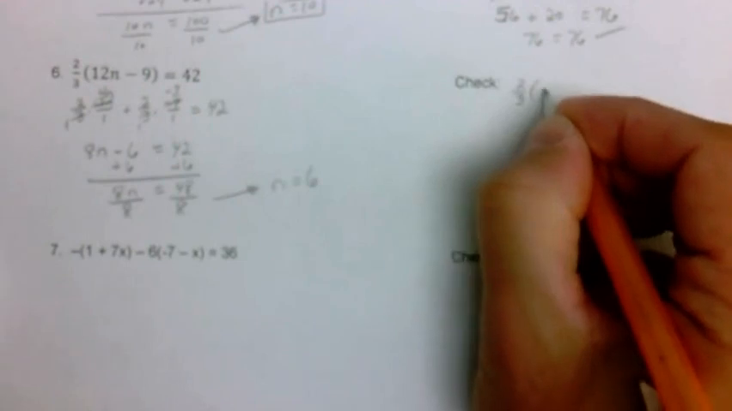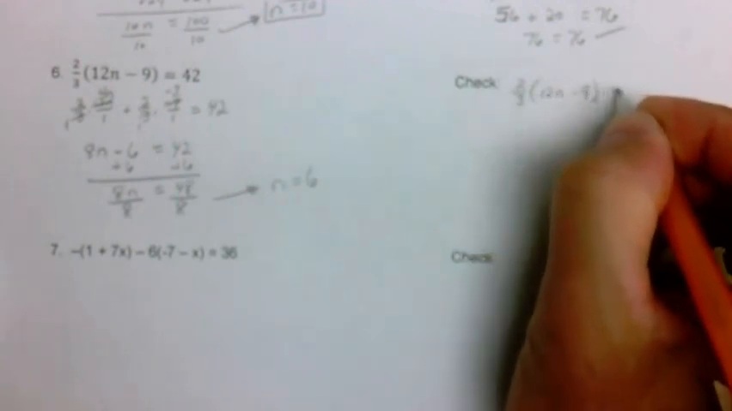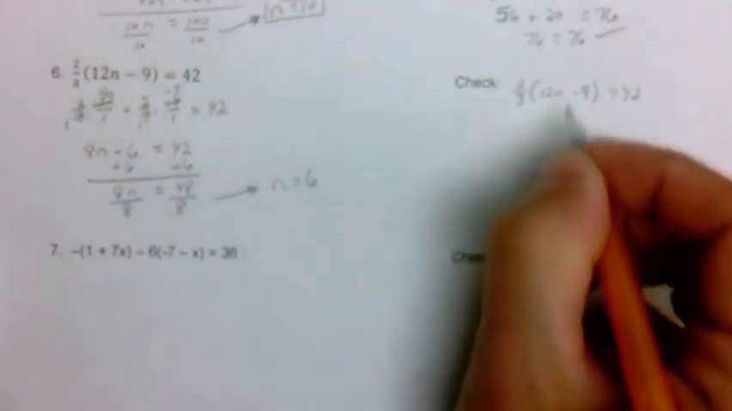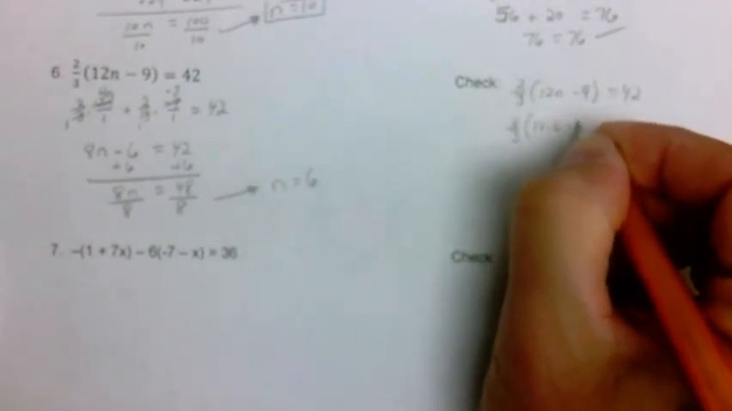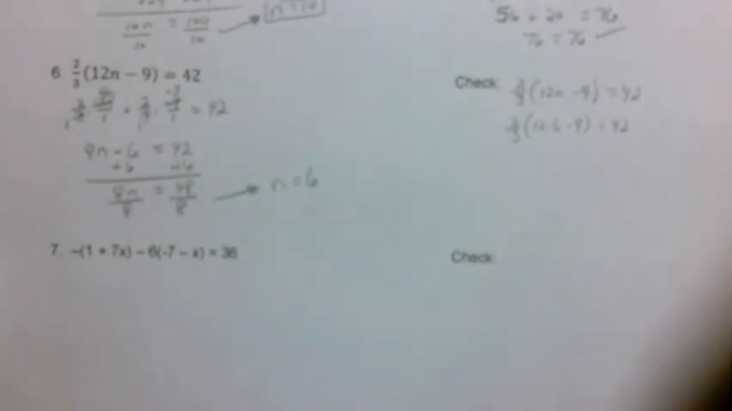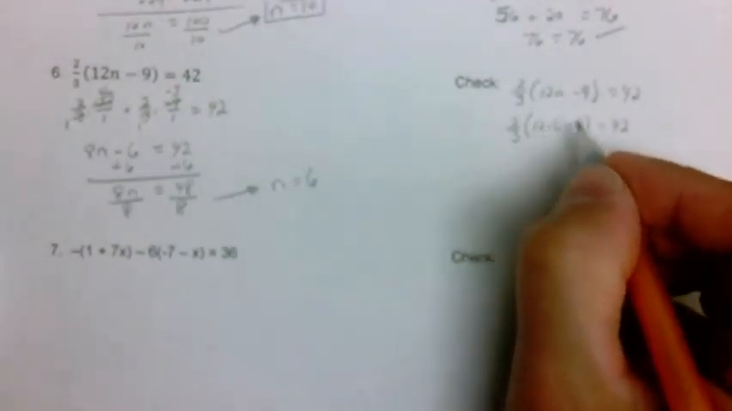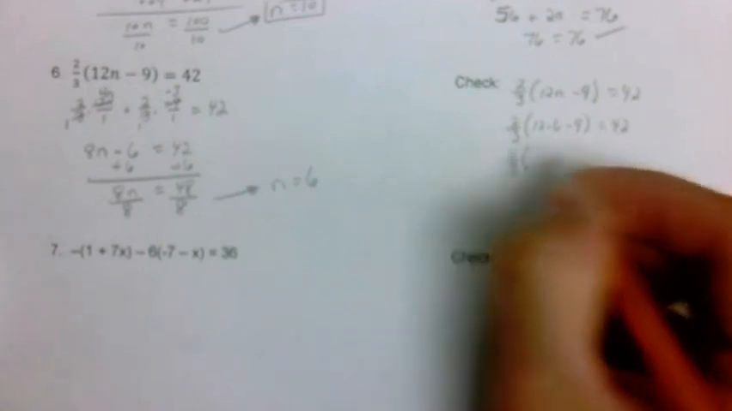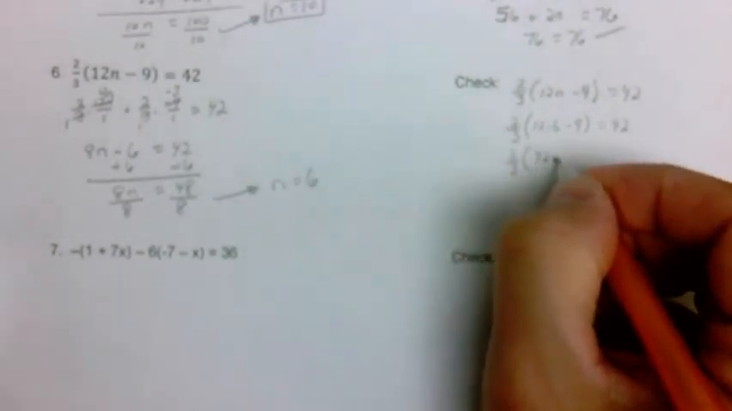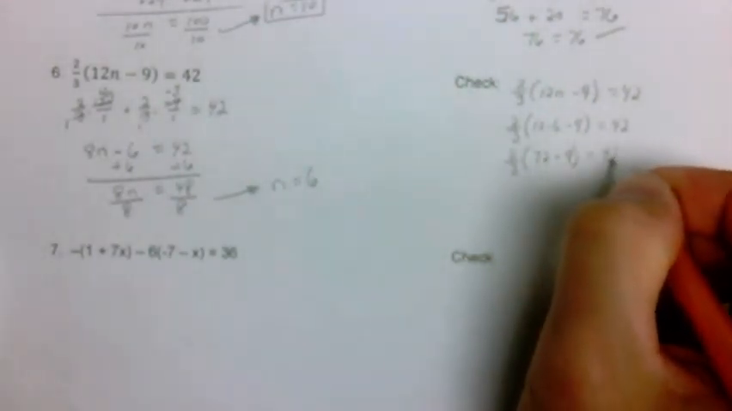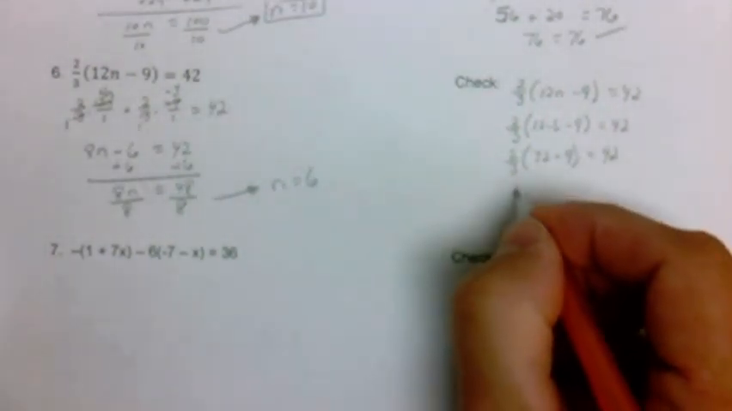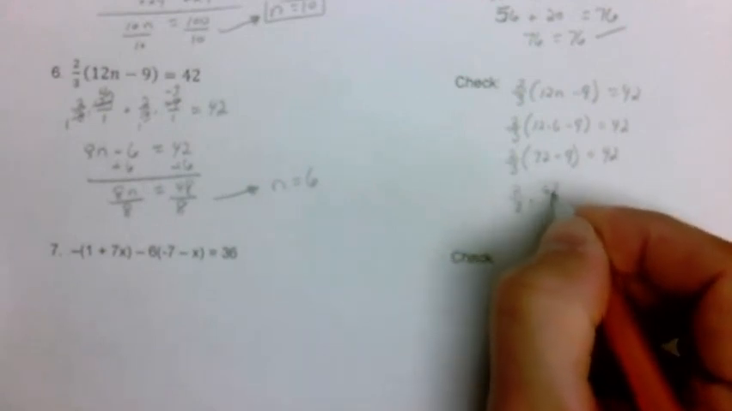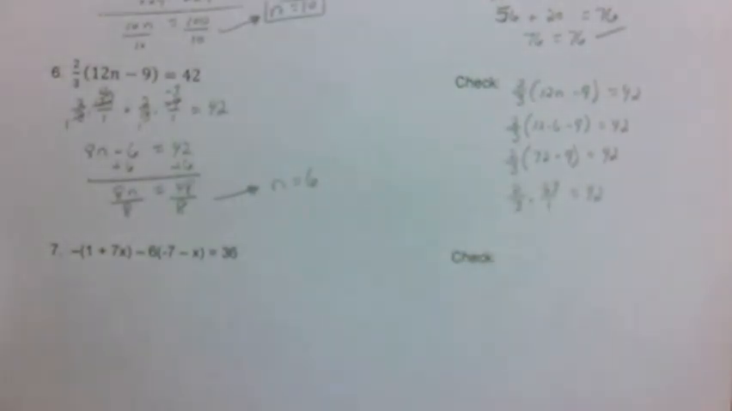Do the check now. 2/3 times 12n minus 9 is 42. And replace n with 6. 2/3 times 12 times 6 minus 9 is 42. In the parentheses, multiply before you subtract. 2/3 times 12 times 6 is 72. Minus 9 is 42. 72 minus 9 is 63. So it's 2/3 times 63 equals 42.